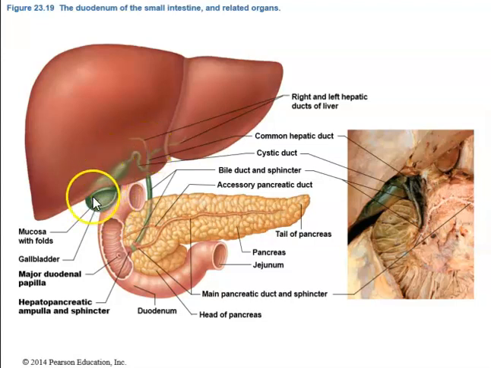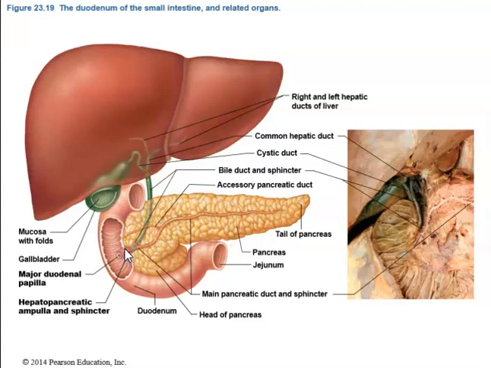Bile is also stored within the gallbladder, and bile will leave the gallbladder via the cystic duct. So we have the cystic duct and the common hepatic duct coming together to form this common bile duct right here. The common bile duct will then meet up with the main pancreatic duct, also known as the duct of Wirsung. Again, if you discover it, you get to name it. So the main pancreatic duct meets up with the common bile duct.